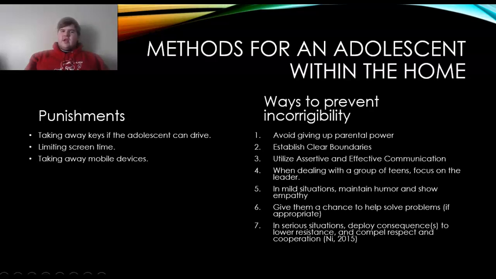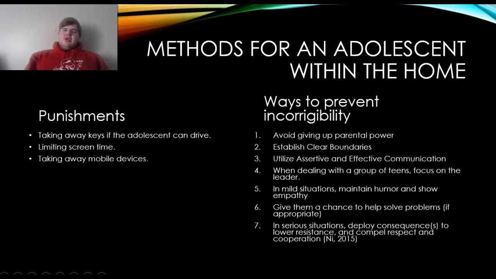When dealing with a group of teens, focus on the leader. If there are several teenagers, if the leader gets in trouble, it might cause the other members of the group to feel like they could get in trouble as well. It might make them feel less invincible, because let's be honest, kids and teenagers think they're invincible. In mild situations, maintain humor and show empathy. If you're not in a shouting match with someone, maybe throw in a joke or two, or try to go the empathetic route.